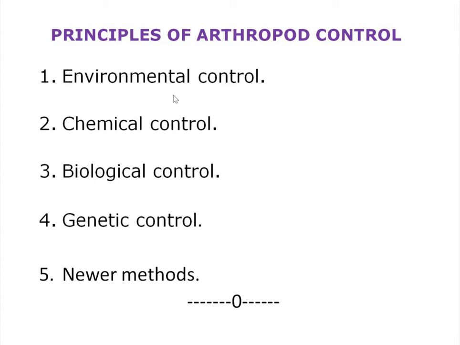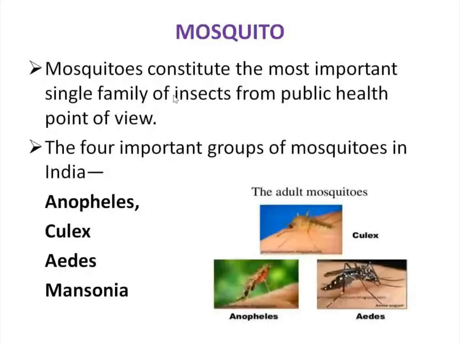So that's about the general introduction about all the arthropods: what are the different types of arthropods, how they are classified, what diseases various arthropods transmit, and what are the general principles for controlling various arthropods. So next we'll move on to different arthropods in detail.